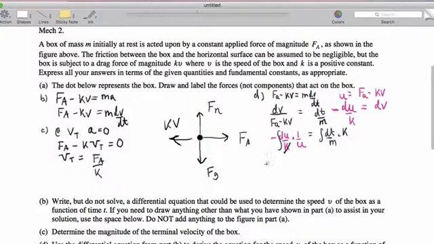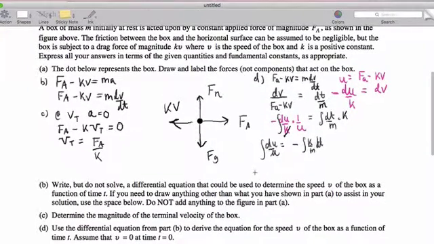So that means we're going to get du over u equals negative, and I need to have my integral signs, k over m dt. Continuing, I'm going to get the natural log of u equals negative k over m t. Oh, and this is going to be natural log of u plus c to get the integration constant.